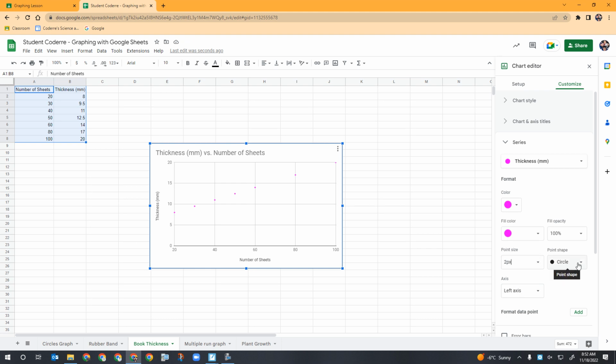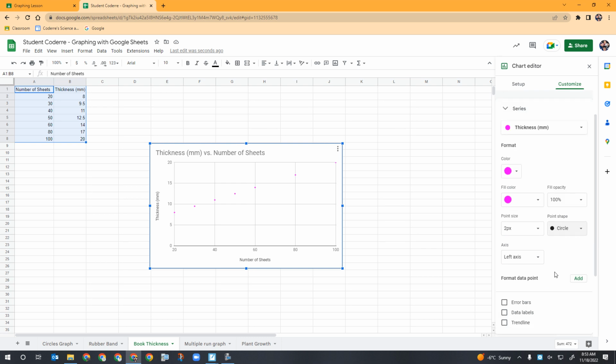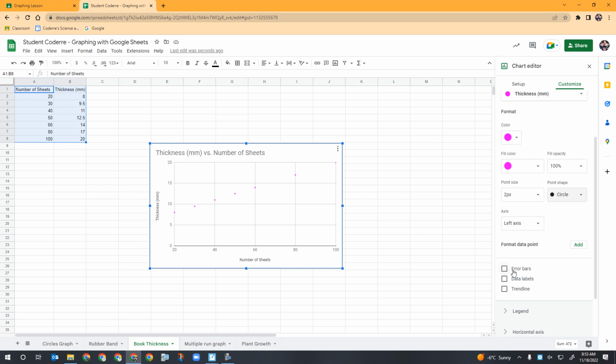You can also change what shape those points are if you want. That's especially useful if you have more than one data set. Sometimes it's helpful to use a different color and a different shape for the points. We only have one set of data here, so we'll leave it as circles. And here at the bottom, you have 3 check boxes, and one of them is for trend line. Click that box, and Google Sheets will draw a line of best fit.